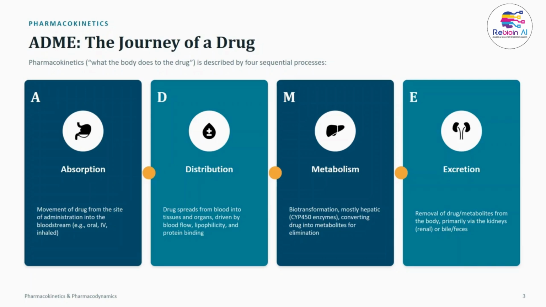Let's go to the next one, distribution. Distribution is how the drug spreads from the bloodstream into the tissues. It depends on blood flow. Organs like the brain, liver, and kidney get the drug quickly, while fat and bone get it very slowly. Which is why some drugs can accumulate in fatty tissue over time. It also depends on lipophilicity, or fat solubility, which determines whether a drug can cross barriers like the blood brain barrier, critical for anything meant to act on the brain, like anesthetics or antidepressants.